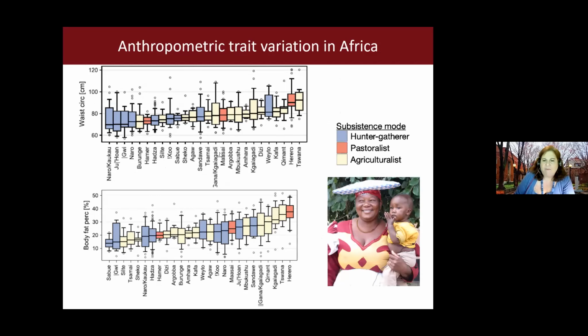Waist circumference and percent body fat show a similar trend, tending to be lower in hunter-gatherers and higher in the food-producing populations. Percent body fat is highest in the Herero, which is a population I'm sure many of you are familiar with. And as you may be aware, for cultural reasons, it's considered desirable for women to be very heavy. It's considered a sign that they're healthy and able to have children and so on. And so there could be cultural reasons why we see these different trends.